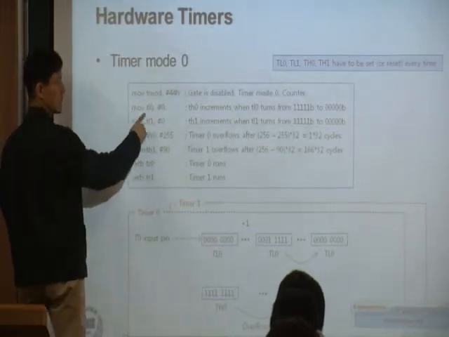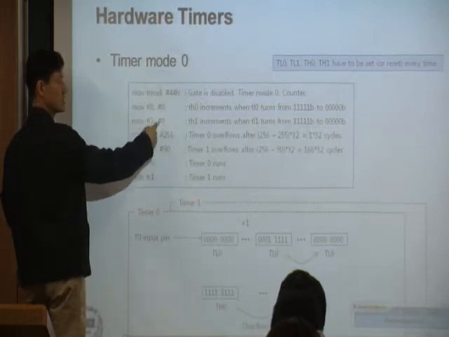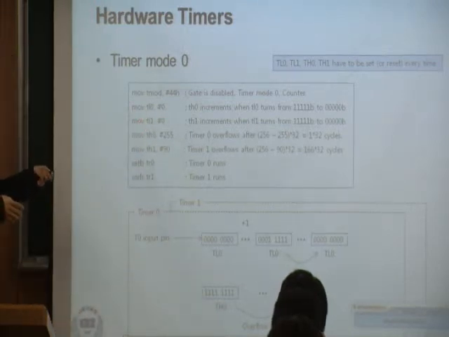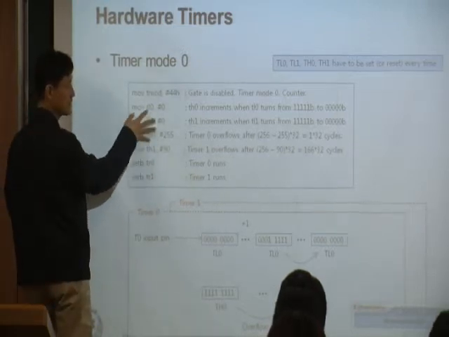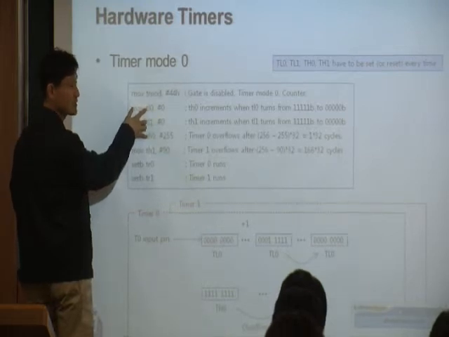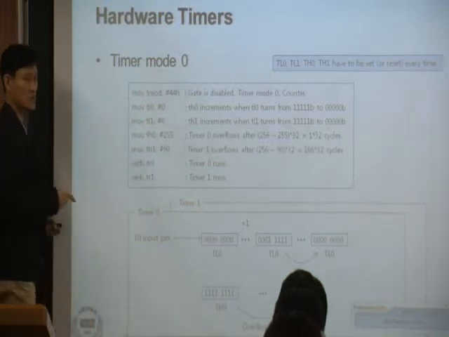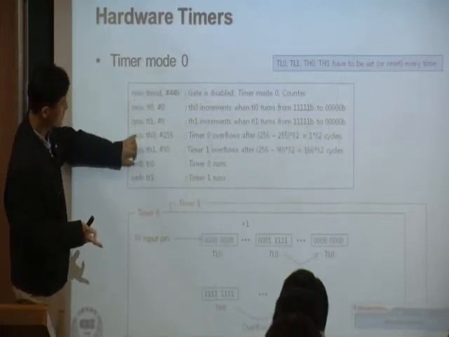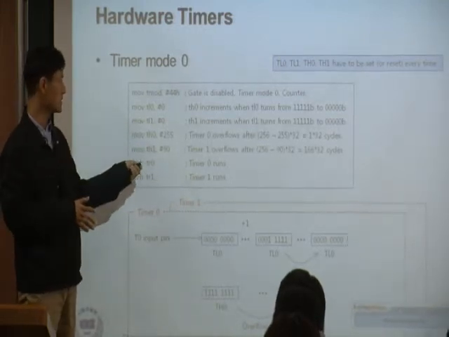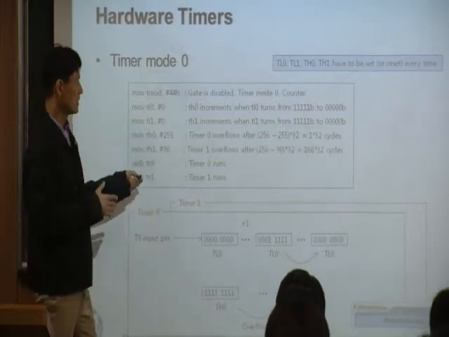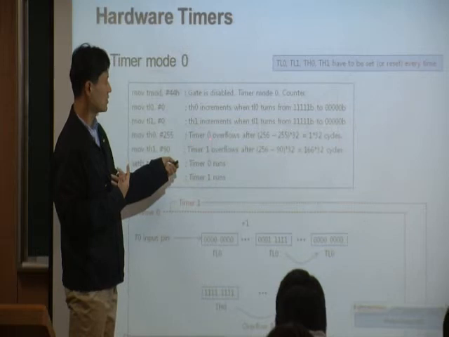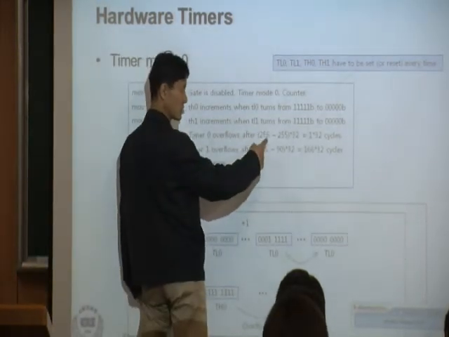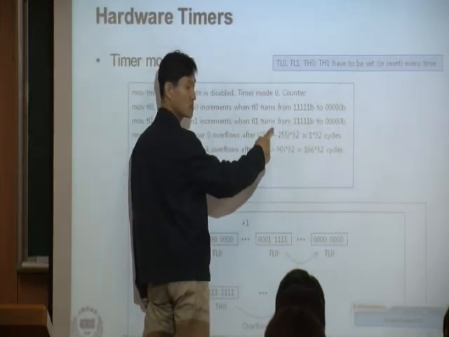And I'm writing 0 to TL0 and 0 to TL1. This is part of the initialization. I'm writing zeros in both timer values. TL0 and TH0 are the timer registers for timer 0, and TL1 and TH1 are the timer registers for timer 1. I'm initializing timer 0 with these two and timer 1 with these two. The reason I'm writing this value is this one. What I want is for timer 0 to overflow after this much. The reason I'm calculating 256 minus 255 is because of that.